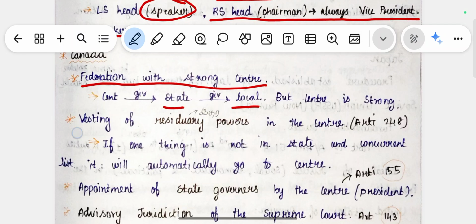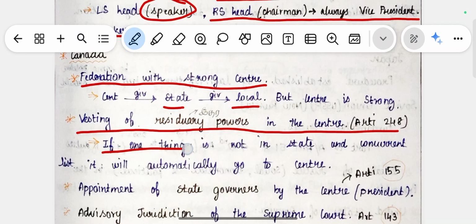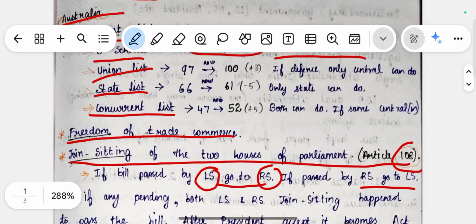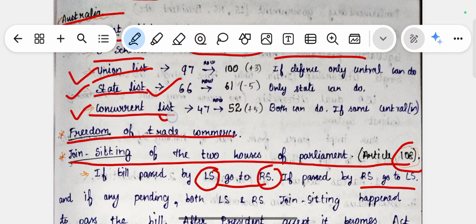The next one is vesting of residuary powers in the center. If there are some powers left over, they should be joined with the center. For example, if one thing is not in the state list or the concurrent list, it will automatically go to the center. As we saw before, there are three types of list: the union list, state list, and concurrent list. If a particular matter is not in the state list or the concurrent list, it will automatically go to the union list.